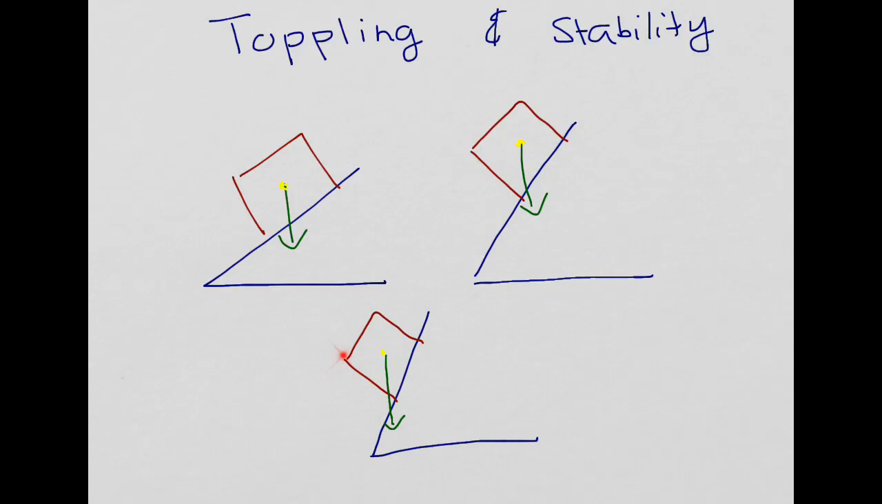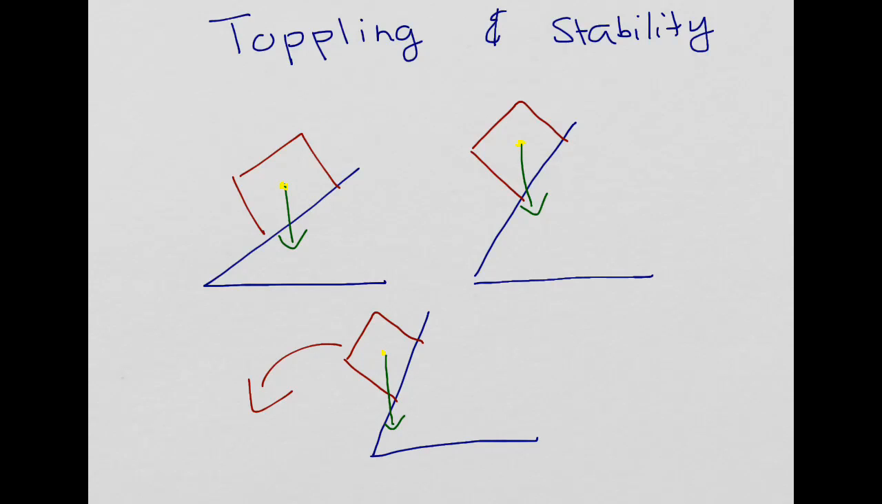Now, in this third example, I've increased the incline even more. I have the same block. Here's the center of gravity. But I see when I draw this vertical line straight downwards, it falls outside the base of the block. Therefore, I am no longer supporting the center of gravity, and this block is actually going to topple straight down.